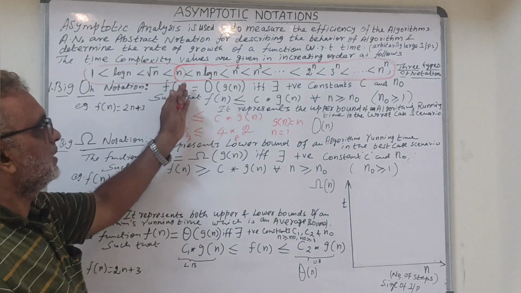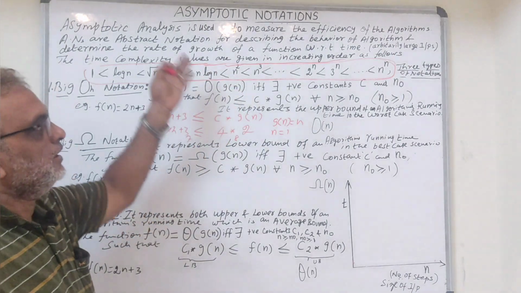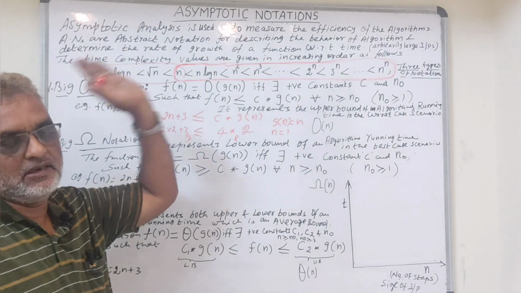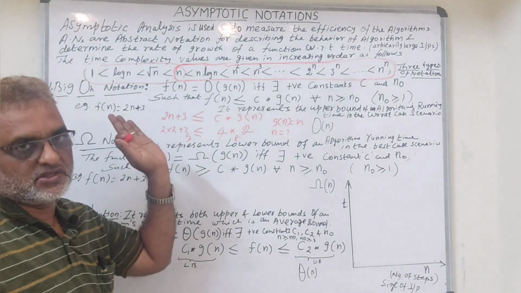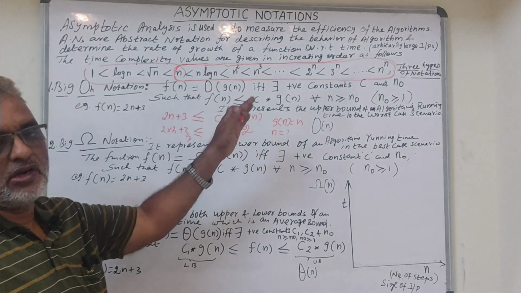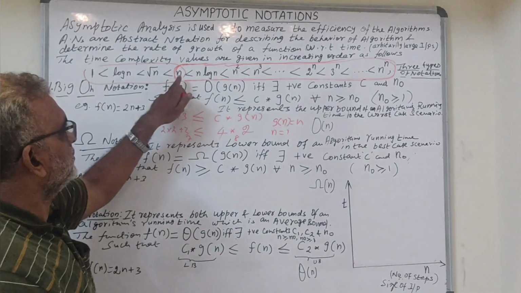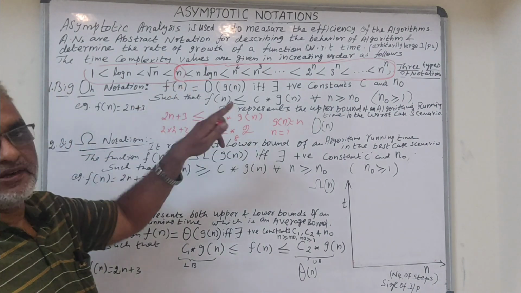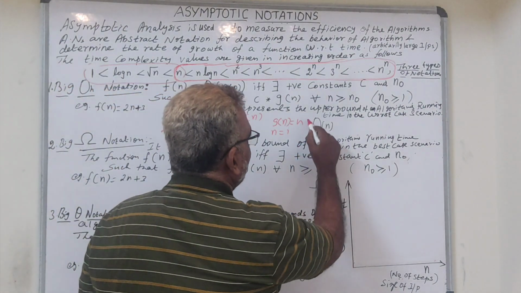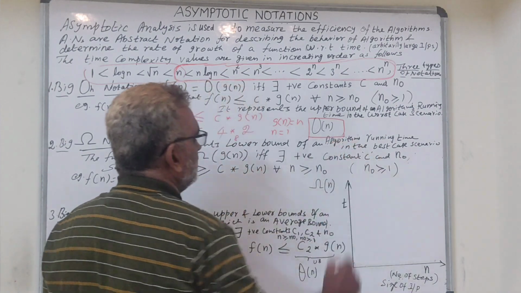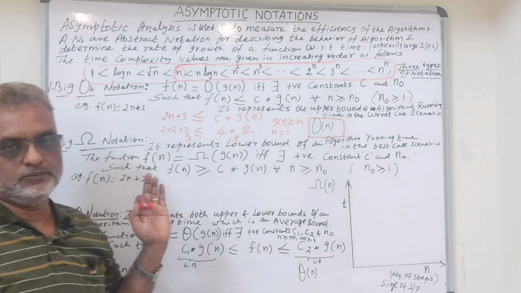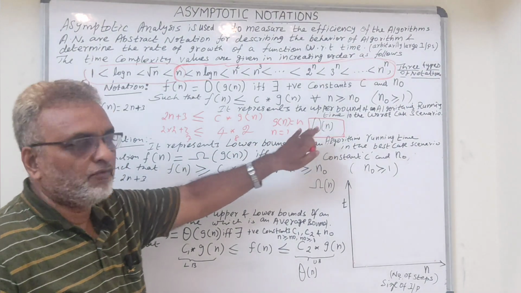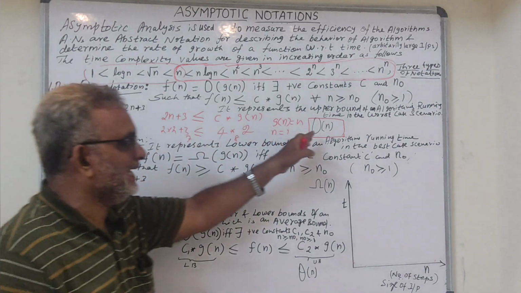Right from n, then n log n, n square, n cube, or 2 power n, or 3 power n, or up to n power n. So this condition is satisfied. But we have to consider that minimum bound, the minimum value, that is nothing but n. So this can be written as big O of n. This is the complexity for this upper bound. So big O of n.